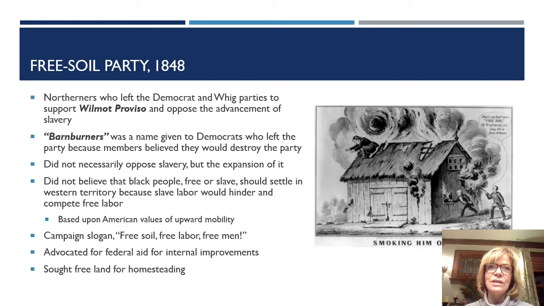They had some tendencies of the Whig Party in the sense that they wanted internal improvements, and they also wanted free land, so homesteads to people who settled out west, white people.